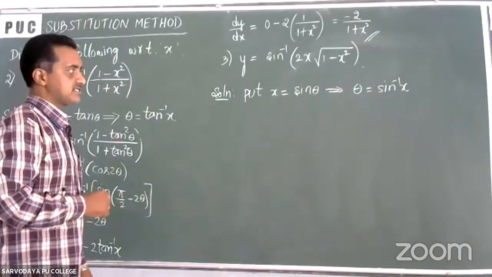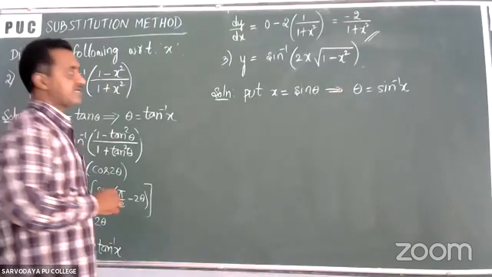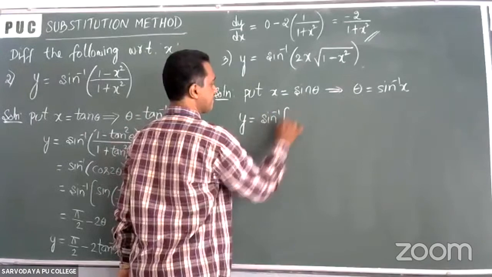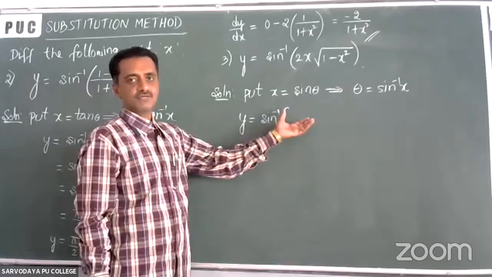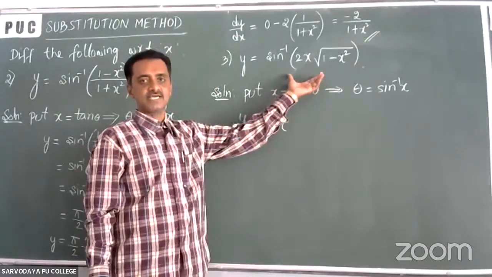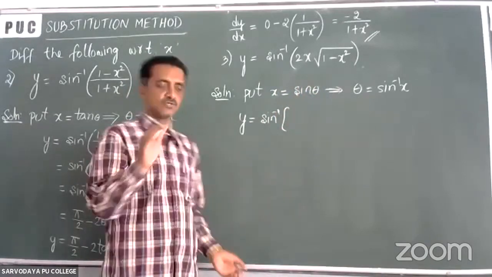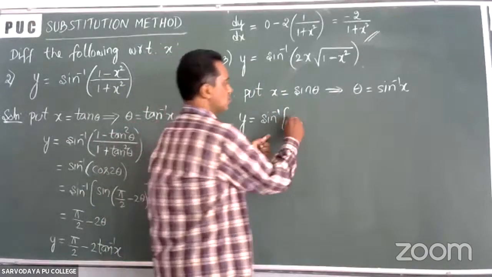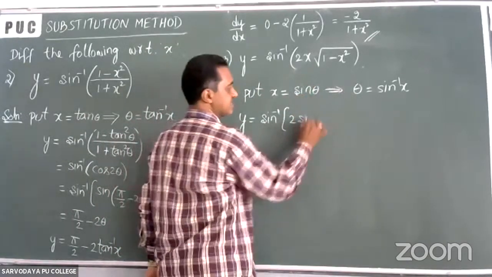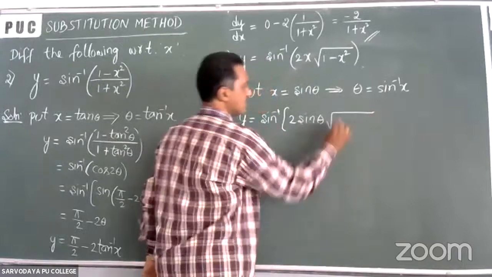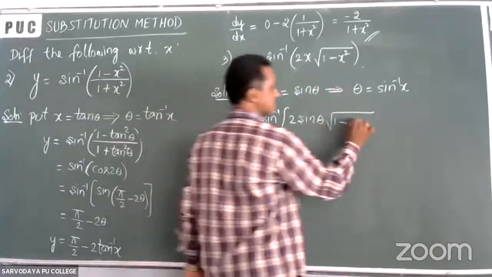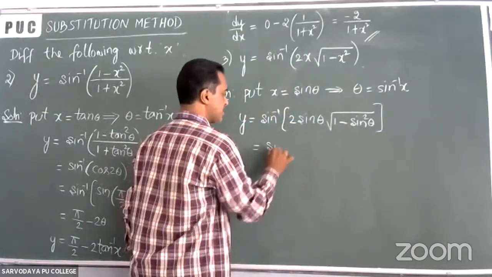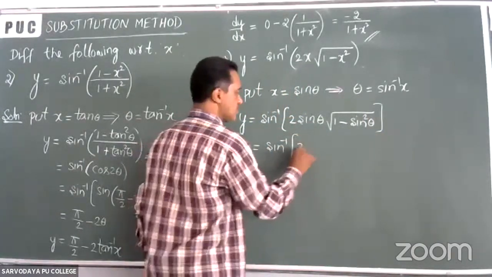Put x equal to sin theta, which implies theta is equal to sin inverse of x. So y is equal to sin inverse of. Why are we making this substitution? The function is complex, and to simplify it for differentiation, we are simplifying this term. So 2 into sin theta in place of x, into square root of 1 minus, in place of x, sin theta gives sin square theta. Fine. This is equal to sin inverse of 2 sin theta.